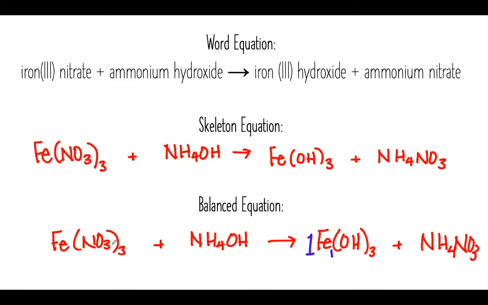Now the next element that I see is not just nitrogen, but NO3. And if I see NO3 on the left side of the arrow, and I see NO3 on the right side of the arrow, I'm good to just clump those together.